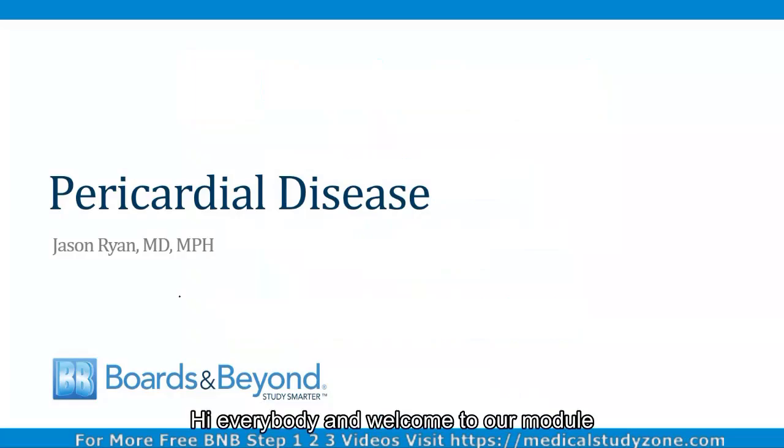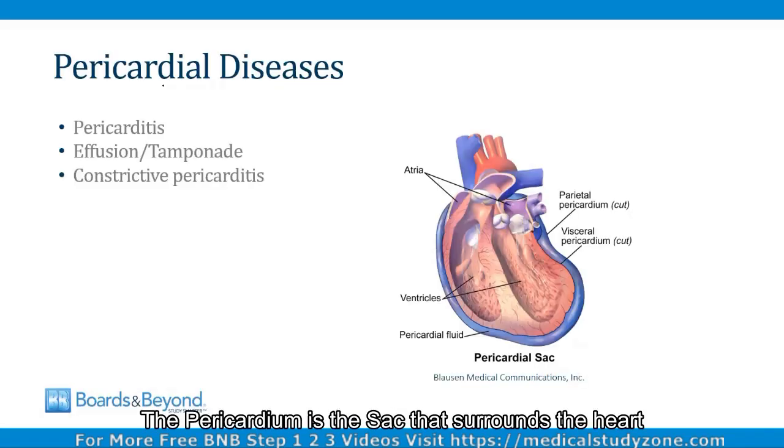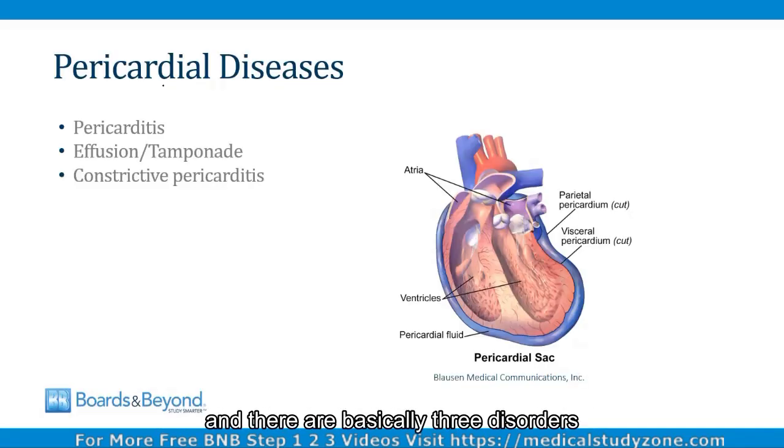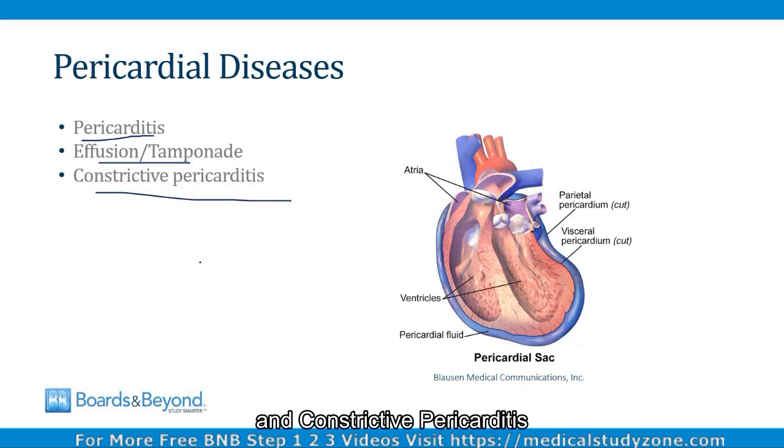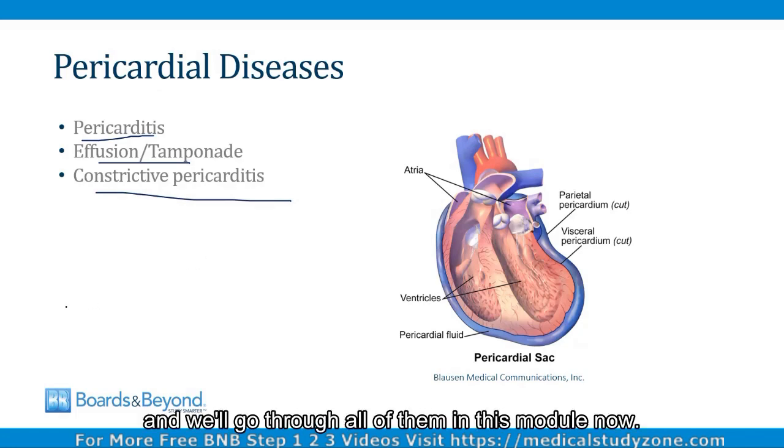Hi everybody, and welcome to our module on pericardial disease. The pericardium is the sac that surrounds the heart, and there are basically three disorders that affect the pericardium that you should know for your rotations and for your exam. Those three disorders are pericarditis, pericardial effusion and tamponade, and constrictive pericarditis. We'll go through all of them in this module now.